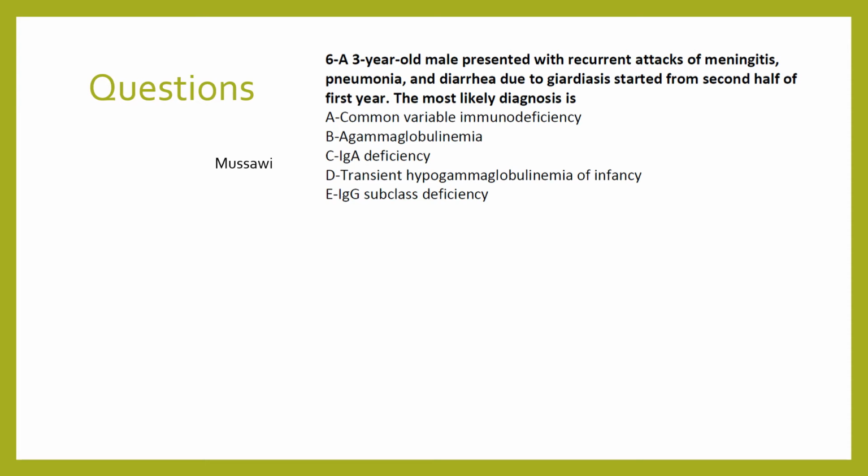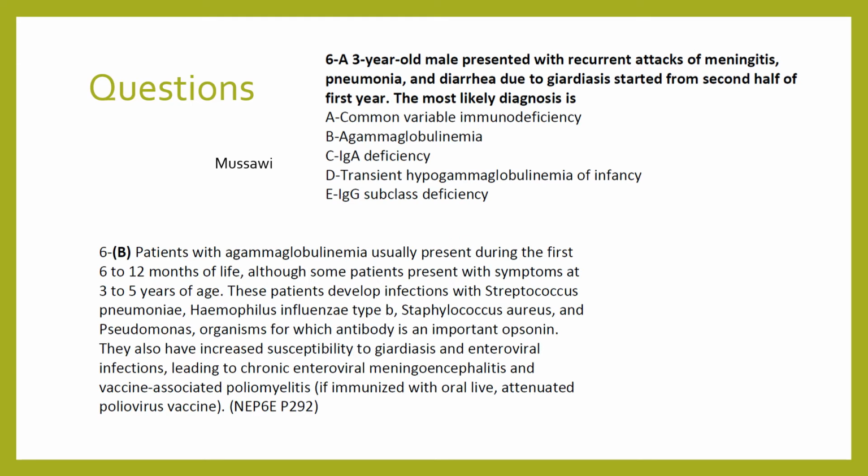A 3-year-old male presented with recurrent attacks of meningitis, pneumonia, and diarrhea due to giardiasis. Started from second half of first year. The most likely diagnosis is, of course, B, agammaglobulinemia. Patients with agammaglobulinemia usually present during the first 6 to 12 months of life.